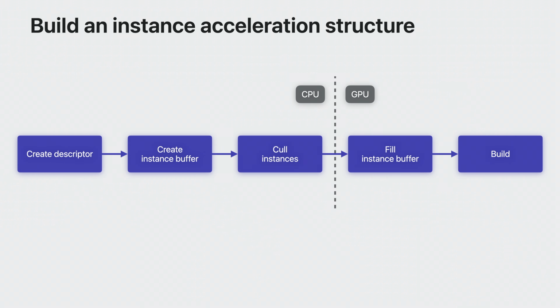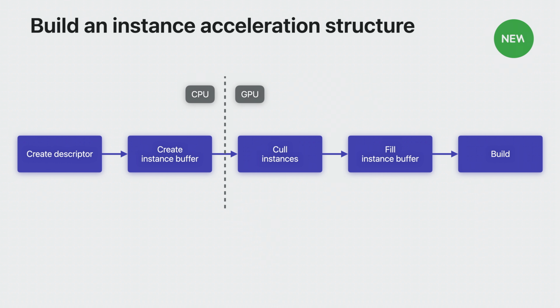But if you want to do something like instance culling, you would have to cull instances on the CPU, so you can set the final instance count on the descriptor. New this year, you can drive this process on the GPU with the new indirect instance acceleration structure descriptor. With this indirect descriptor, you can cull instances, fill the instance buffer, and set the final instance count entirely on the GPU.